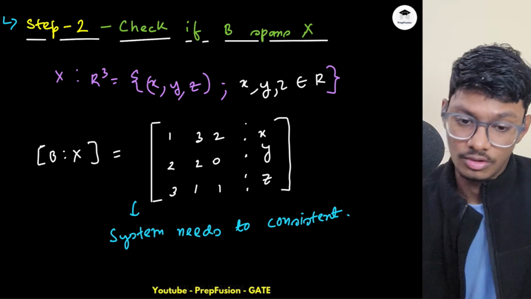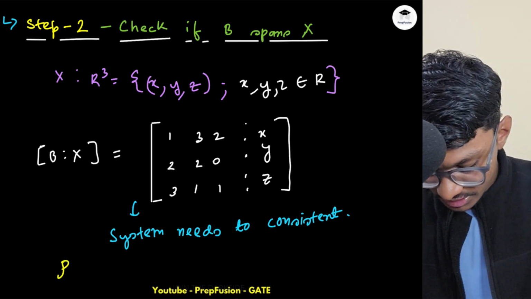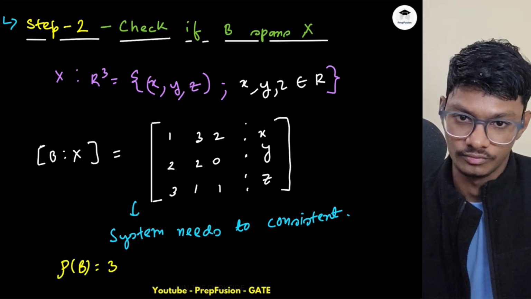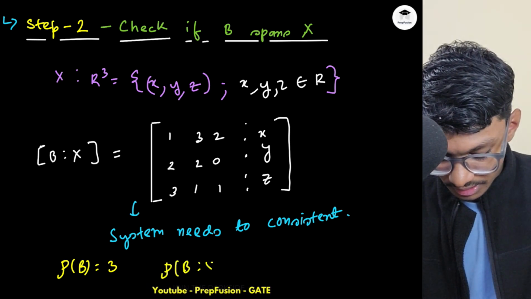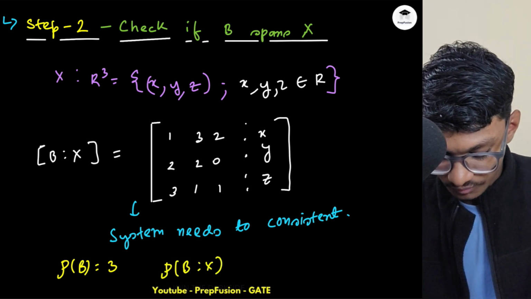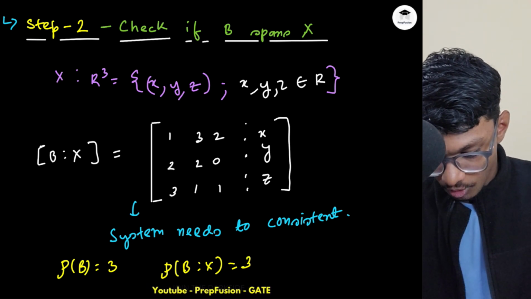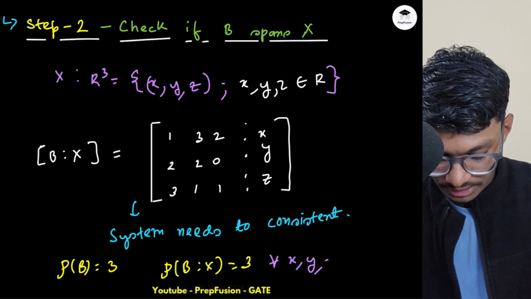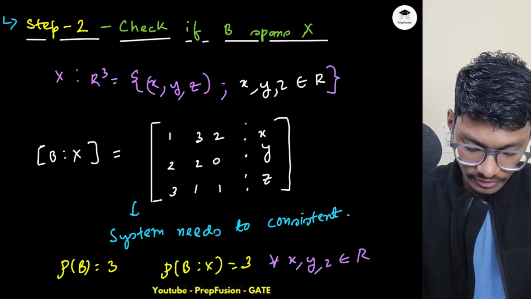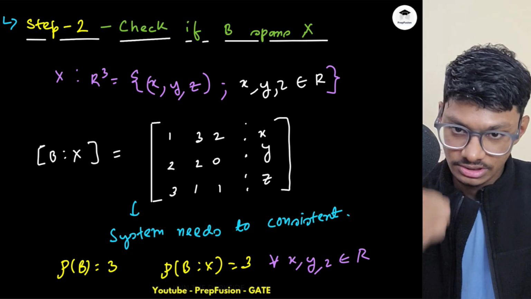So basically now how will you check? So basically the rank of this b, right, rank of this b is anyways 3 always. Rank of this b is 3, so rank of this b x will obviously be 3, okay, for all values of x, y and z, it doesn't matter. For any value of x, y and z, it will be 3. So they are equal, hence the system is consistent.